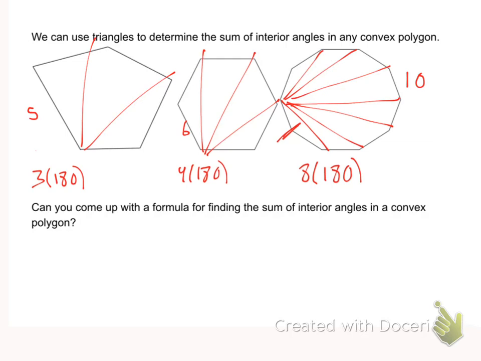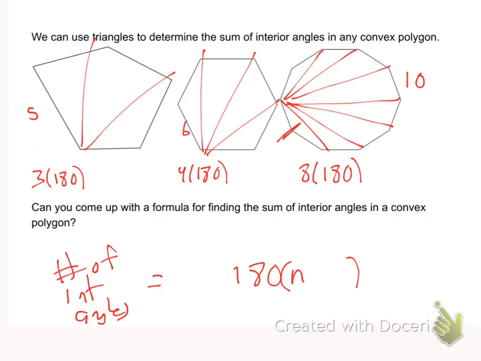What's the pattern? How many times do I multiply by 180? 8. It's 2 less than the number of vertices or sides. So what is the formula? Number of interior angles equals, I think there's 180 in there somewhere, right? What's the formula though? N for the number of sides, N minus 2, times 180. There's your formula.